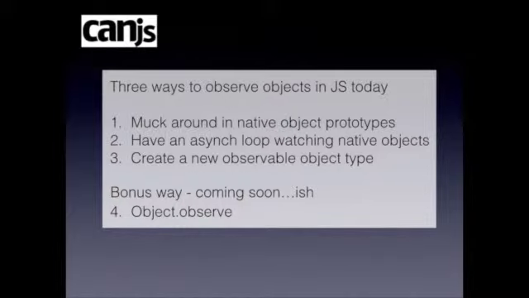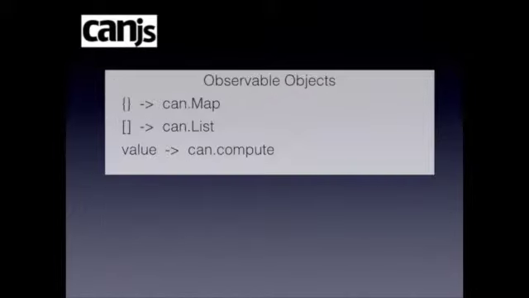All right, so CanJS observable objects. A plain old object is a can.map. An array is a can.list, and a value, such as a number or a string, you can make observable with a can.compute.